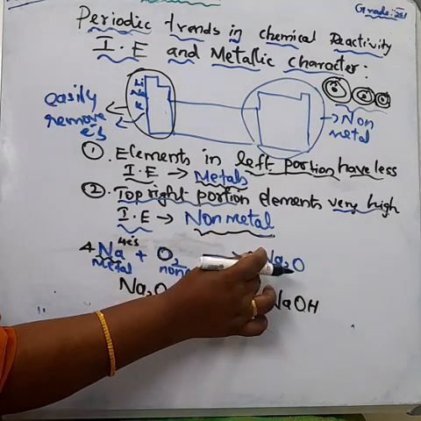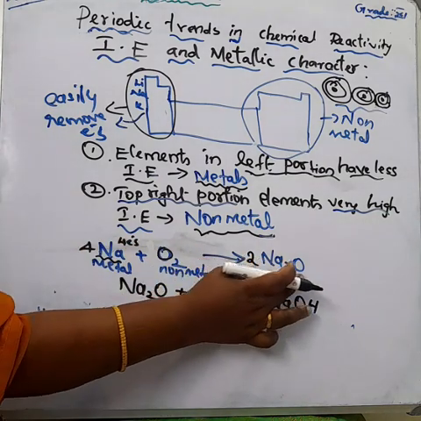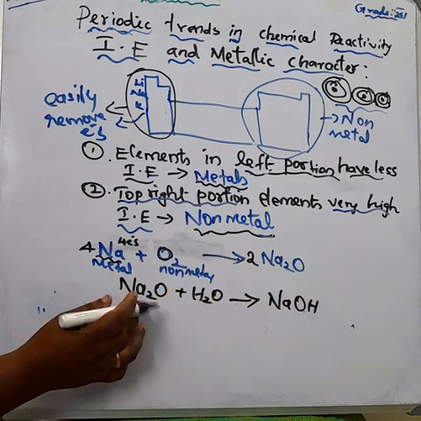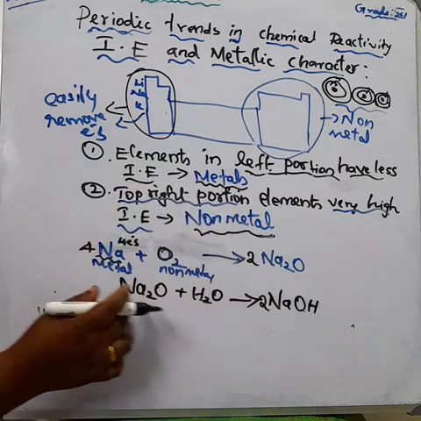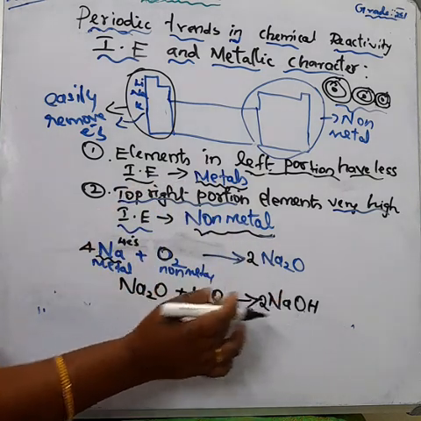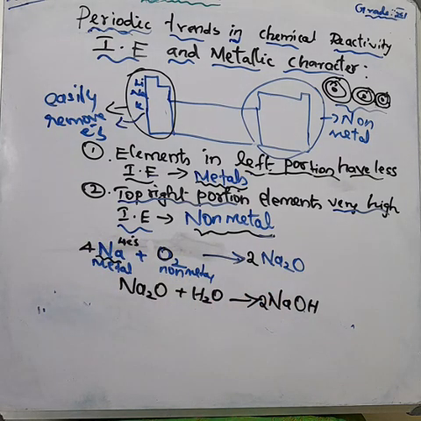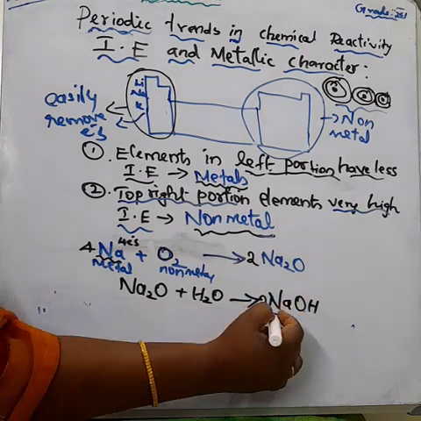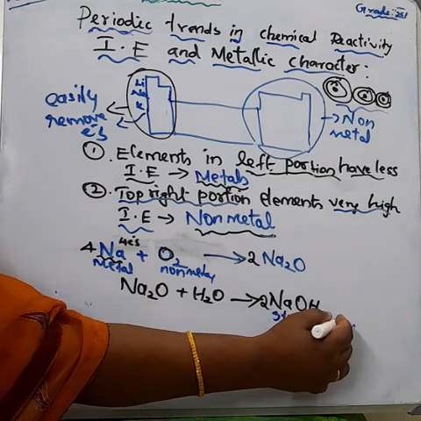When Na2O, sodium oxide, combines with water to form NaOH, how many sodium atoms are here? 2 sodium atoms, so we put 2 here. How many oxygens here? 2 oxygens. Hydrogen, 2 hydrogens. This is the reaction between metals and non-metals. Here sodium oxide reacts with water to give a strong base, sodium hydroxide, one of the strong bases.